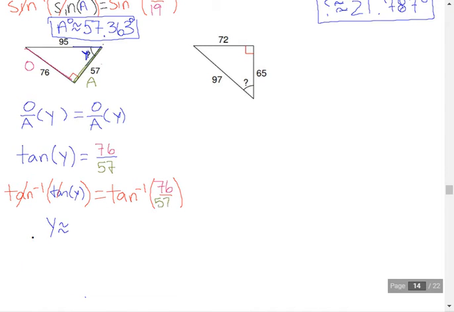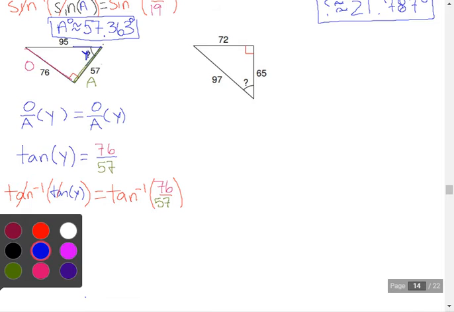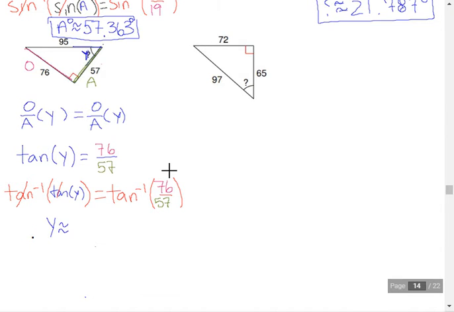Okay, so 76 divided by 57 is about 1.3 repeating. And so I'll take the inverse tangent of that, and my angle is 53.130 degrees.